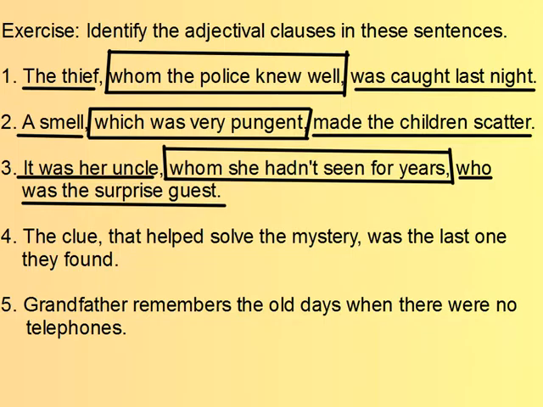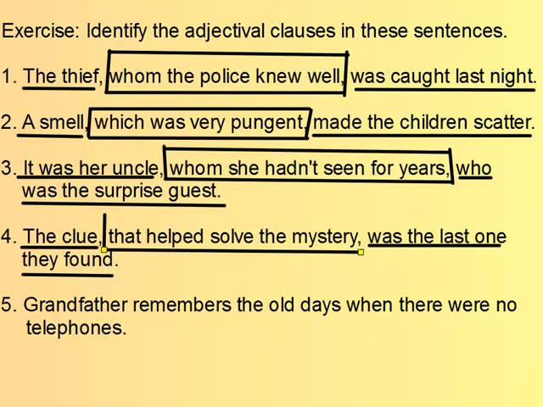In the fourth sentence, the clue that helps solve the mystery was the last one they found. So here the clue, this particular clue, was the last one they found. And what kind of clue? What was important about the clue? It was the clue that solved the mystery. So we're learning more about the clue, which is a thing. And so this too is an adjectival clause here.